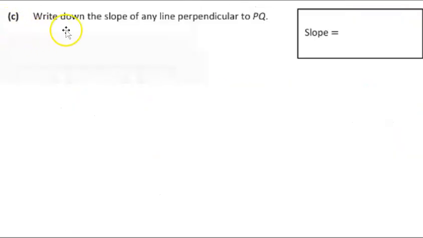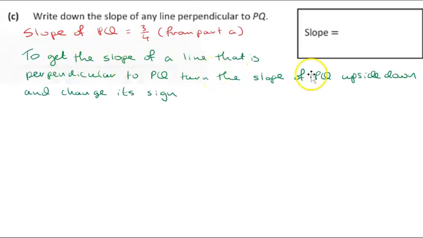Part C. Write down the slope of any line perpendicular to PQ. So the slope of PQ is 3/4 from part A. To get the slope of a line that is perpendicular to PQ, turn the slope of PQ upside down and change its sign. So we get minus 4/3. So we flip the 3/4 upside down and change the sign. So we get minus 4/3 for 5 marks.